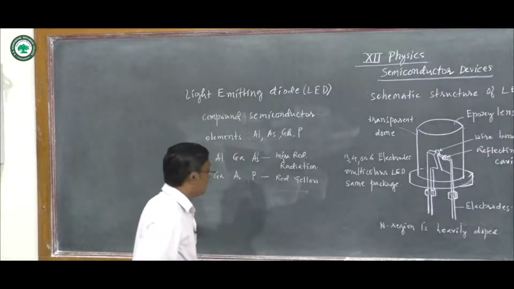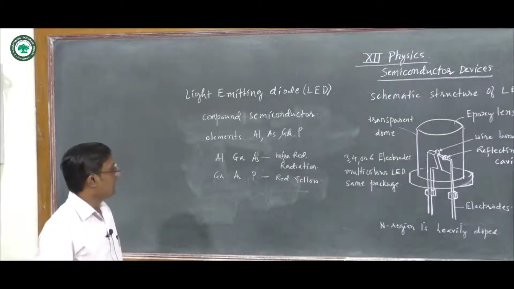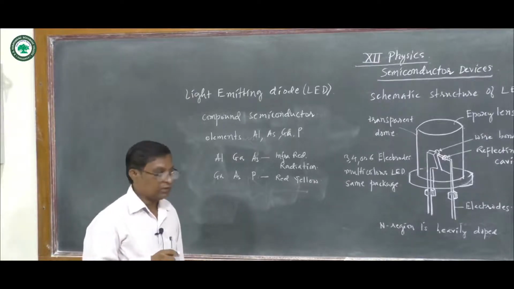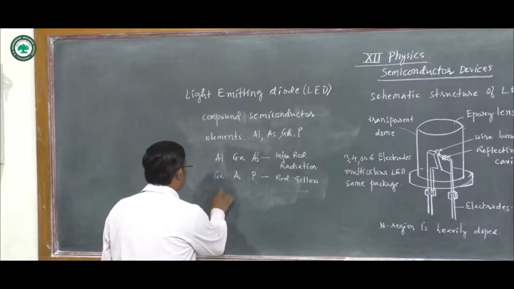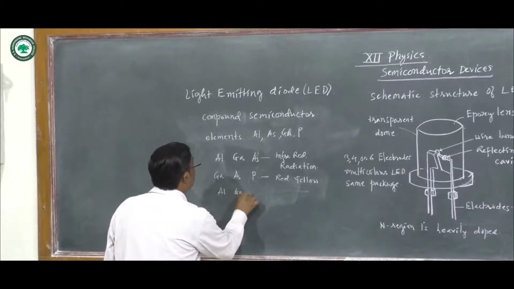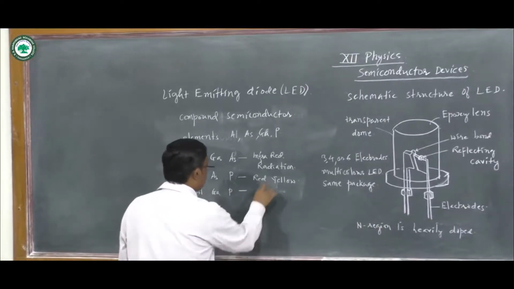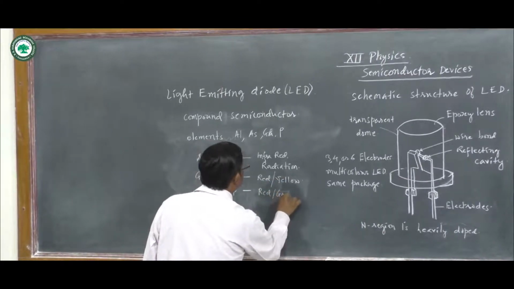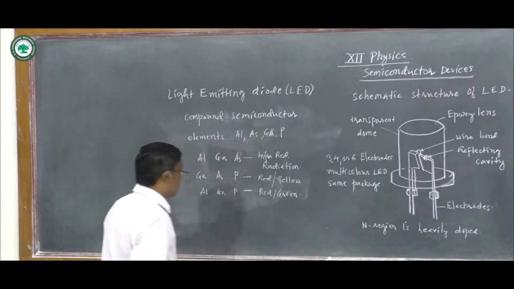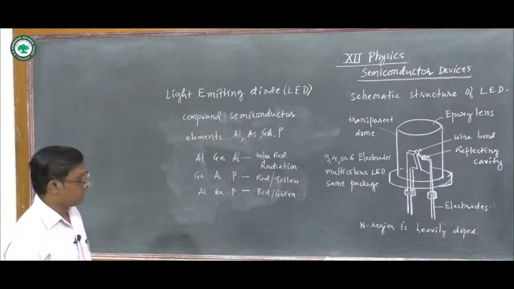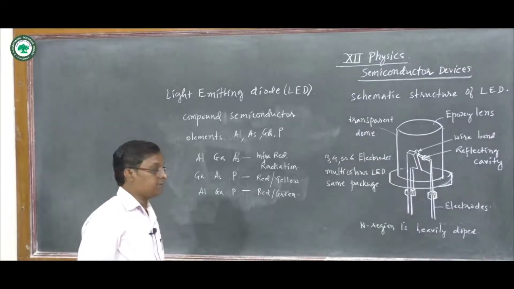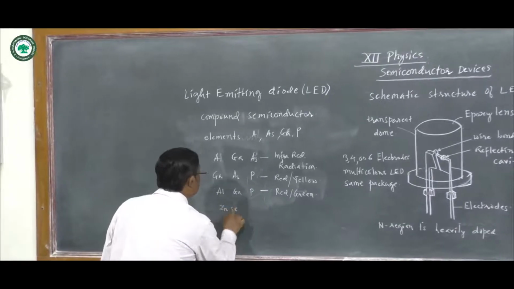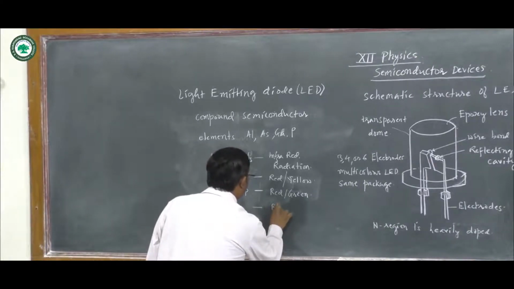It emits the red and yellow light, and when the elements aluminium, gallium and phosphide are used, it emits red and green light. When the element zinc selenide is used, it emits blue light.